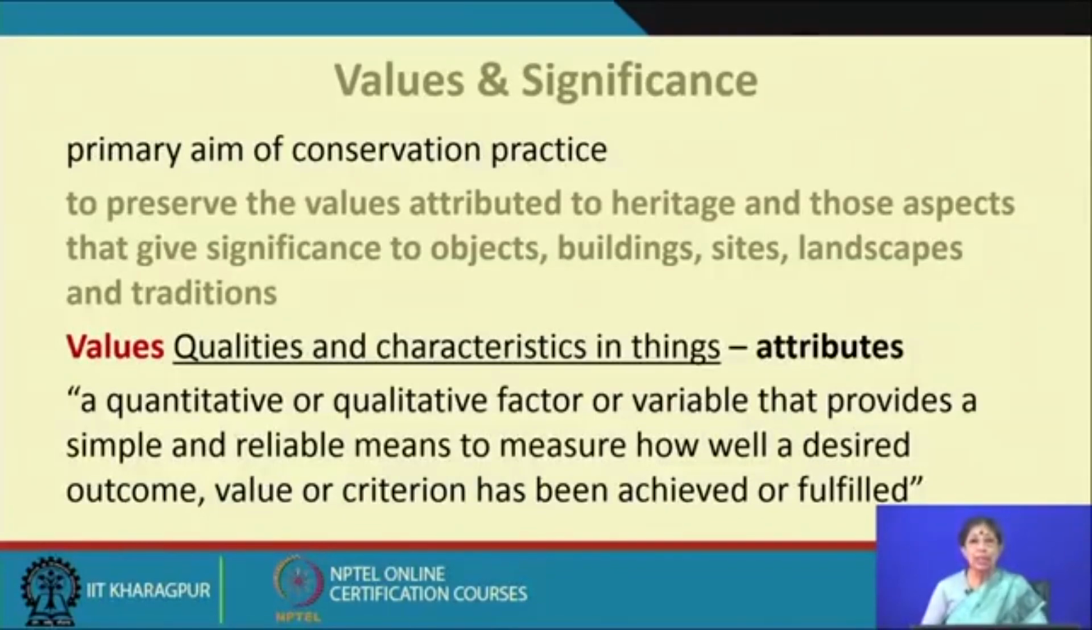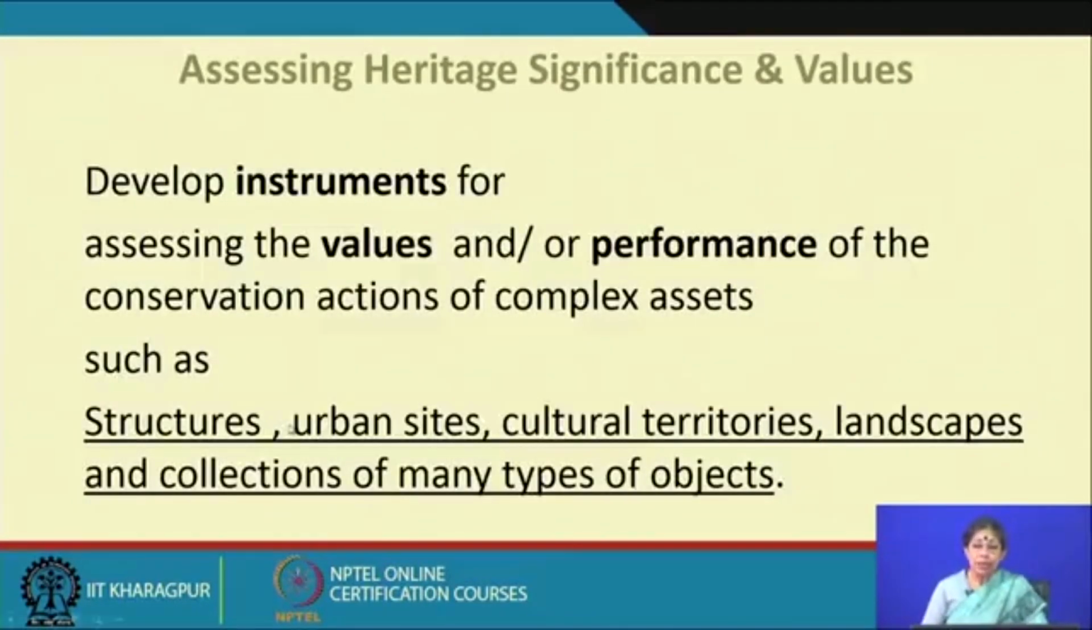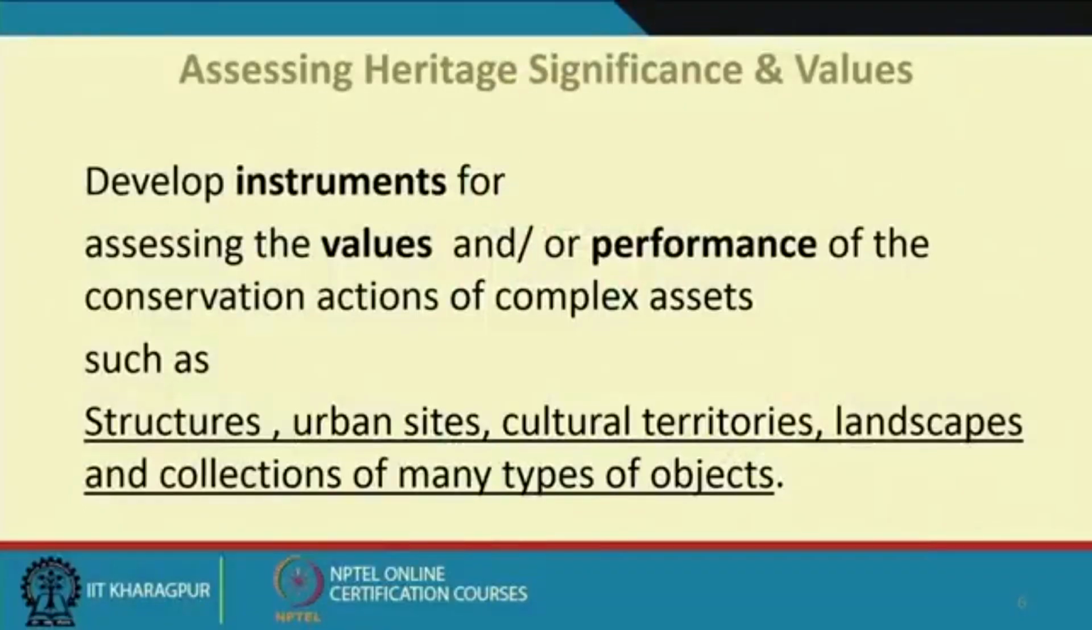We must remember that this assessment of significance and values happens at two stages: first, for identification of the cultural property, and later for monitoring purposes, to see how well the values have been preserved. Value assessment is very important, and there can be qualitative and quantitative aspects. So if we go for objective assessment, not being totally subjective, we have to develop instruments for assessing the values and performance of conservation actions of complex assets such as structures, urban sites, cultural territories, landscapes and collections of many types of objects, because there are very varied types of objects and the scale also changes.